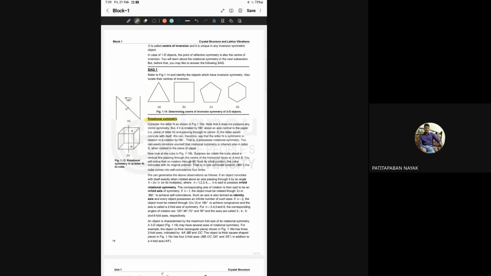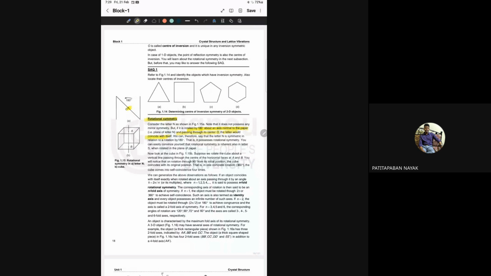Let us consider the letter N as shown in the figure. Note that it does not possess any mirror symmetry. If you take a mirror image, it will not be the same, or one half is not equal to the other half by any means. But if it is rotated by 180 degrees about an axis normal to the plane of the paper, passing through its center O, the letter would coincide with itself.